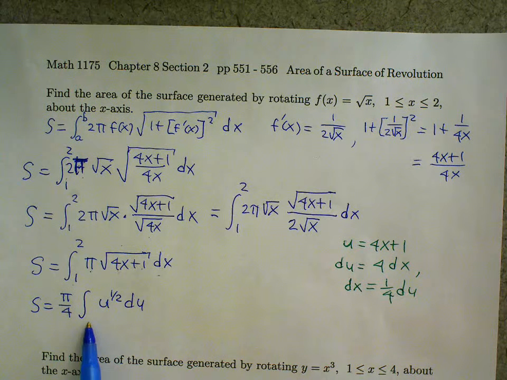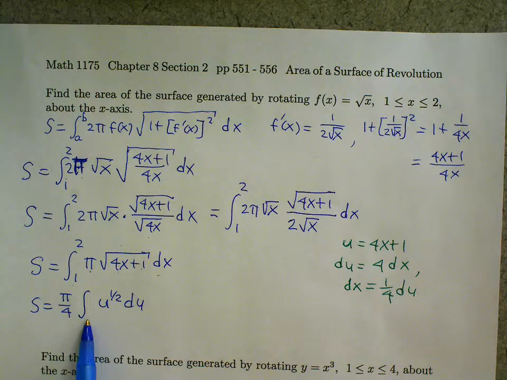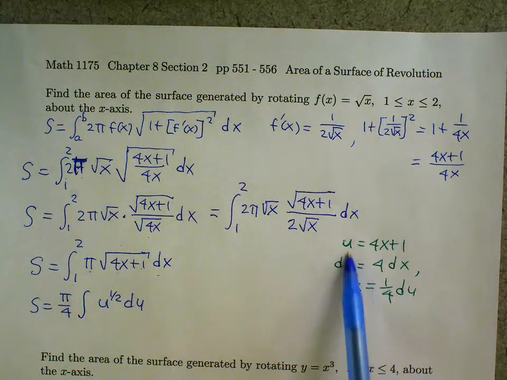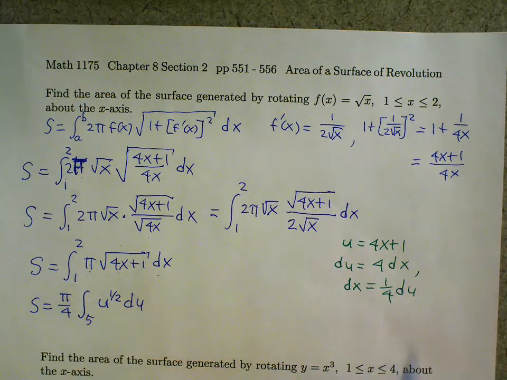And what's the lower limit for this? Yeah, 5. Let's see. When x is 1, u is 4 times 1 plus 1, or 5. And then the upper limit, when x is 2, u is 4 times 2 plus 1, or 9.